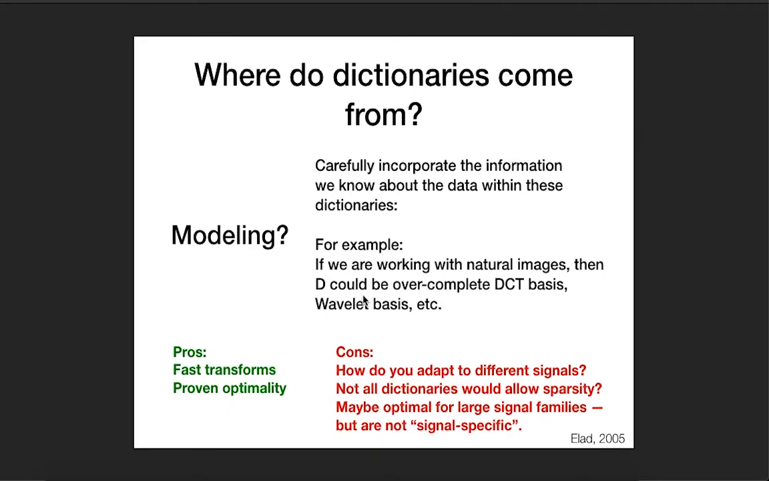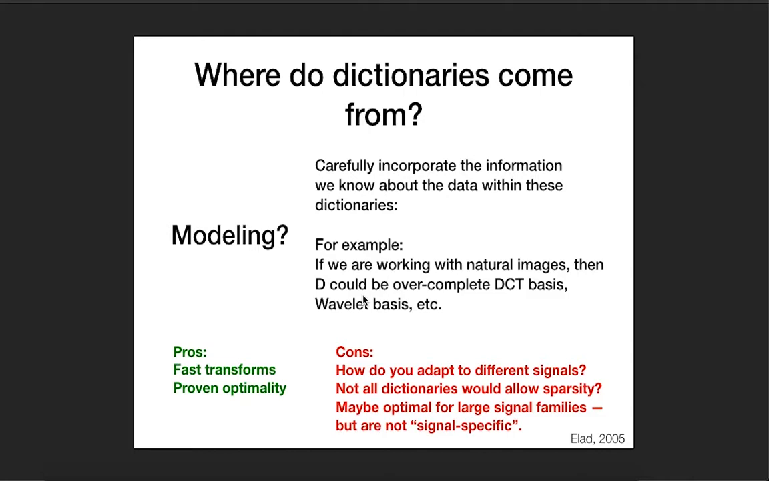So the thing is, where do these dictionaries come from? There is a very careful line of research which is done on these dictionaries. How do you model them? For example, you can use DCT dictionaries and wavelet basis, curvelet, and there's a series of works which have proven optimality, and there are also some dictionaries which are optimal if you want to use a specific set of signals. But the problem with all these approaches is they're optimal in the sense of all the family of signals you consider.